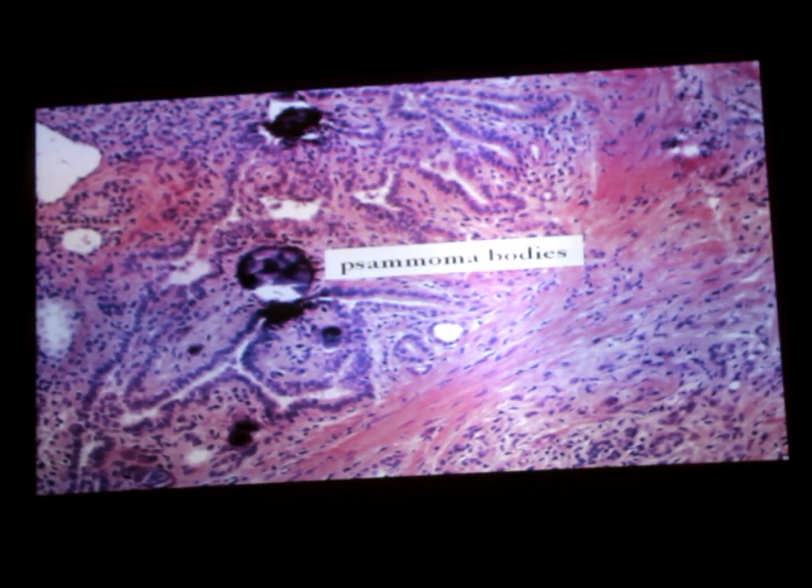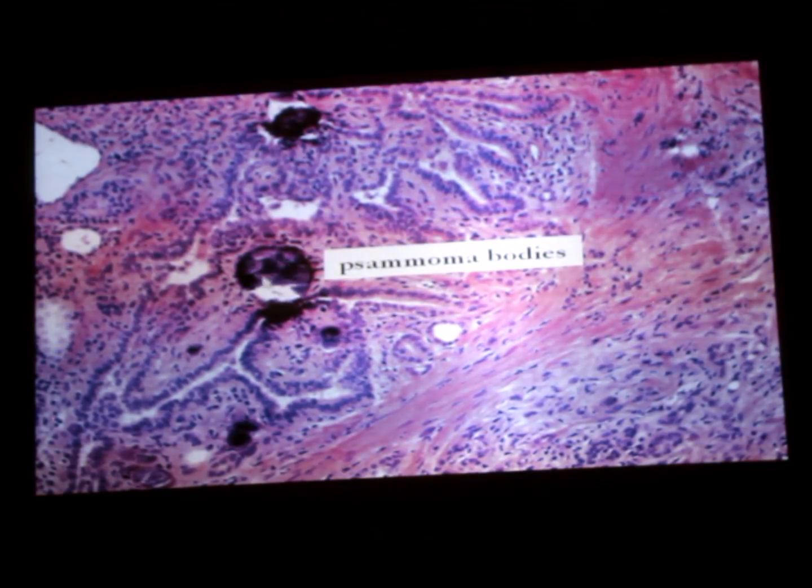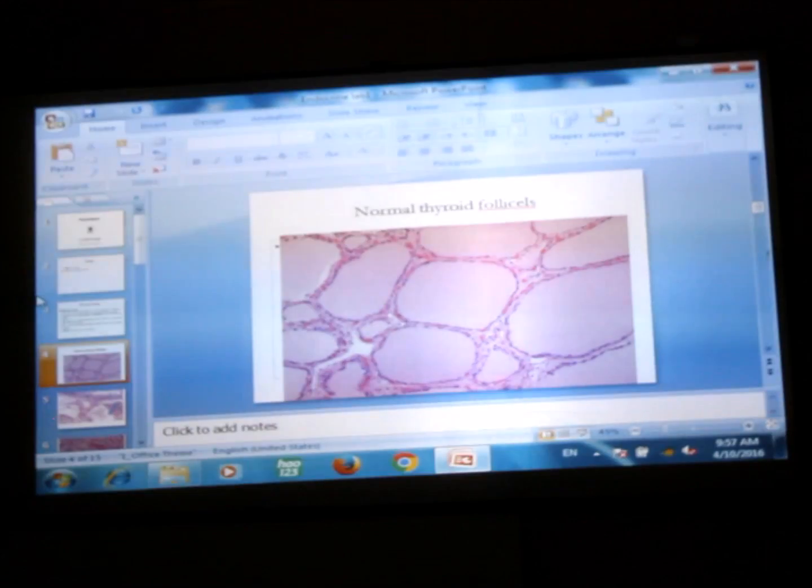In papillary carcinoma, you also see local areas of calcification, calcium deposition in the form of psammoma bodies. These dark blue structures are psammoma bodies. So points to look for in papillary carcinoma: first look at the papillary structure, then the nuclear features, intranuclear inclusions, nuclear grooves, psammoma bodies. That was about the endocrine.